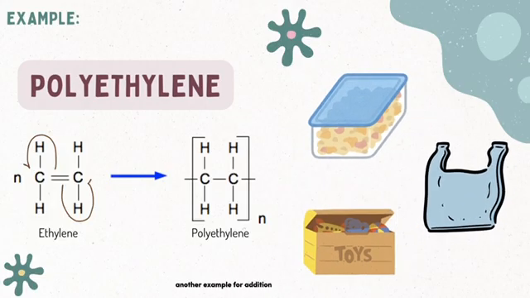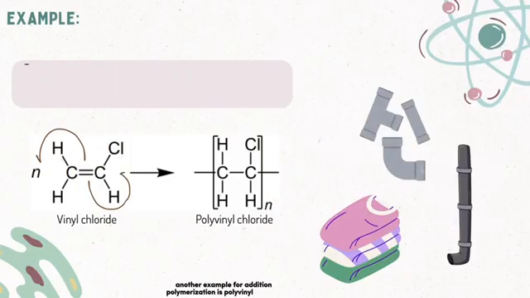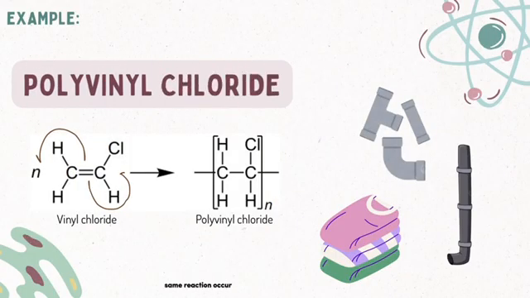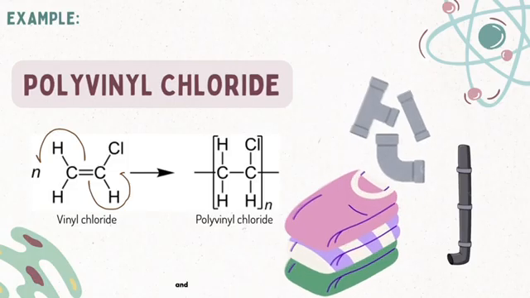Another example of addition polymerization is polyvinyl chloride. The same reaction occurs here where the monomer is vinyl chloride. The electron will move to each side of the carbon, forming a carbon-carbon single bond. There are many products that can be formed, which are pipes, clothes, and gutters.